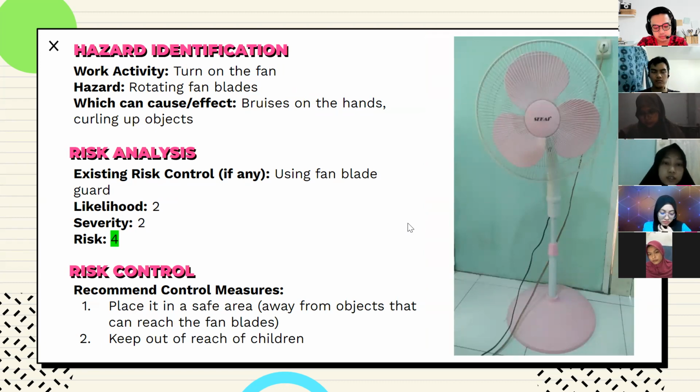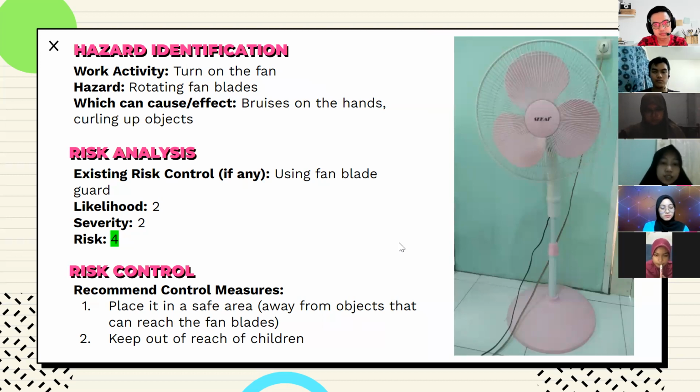And then this is the physical hazard of rotating fan blades when turning on the fan, which can cause pressure on the hands and curling up objects. The existing risk control is using a fan blade guard. The risk is 4, which is low level. Recommended control measures are to place it in a safe area away from objects that can reach the fan blades and keep it out of reach of children.